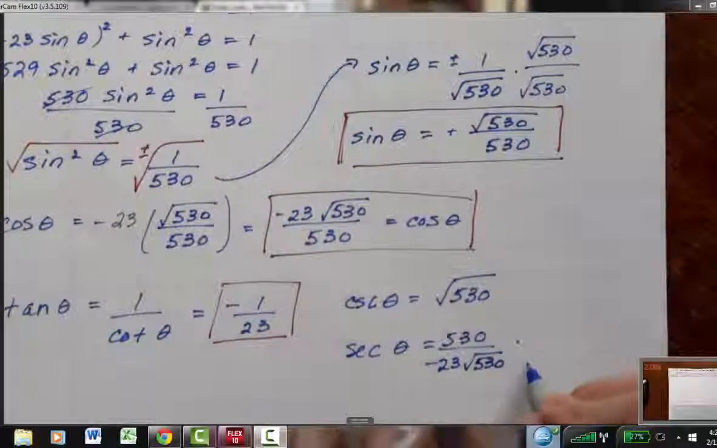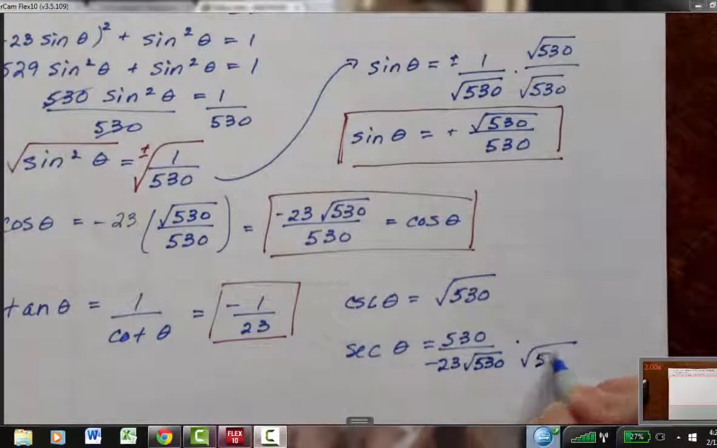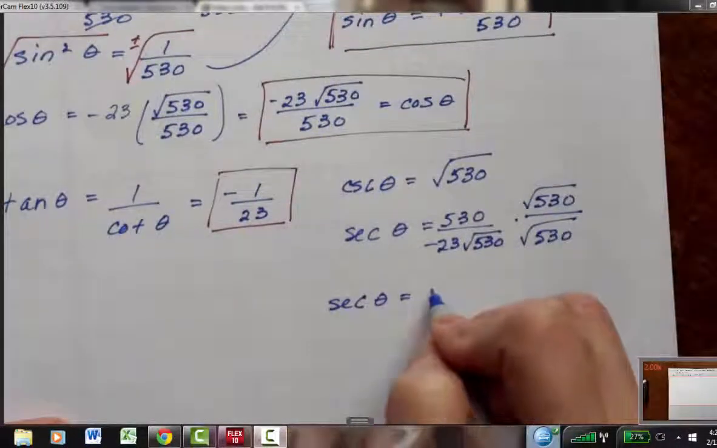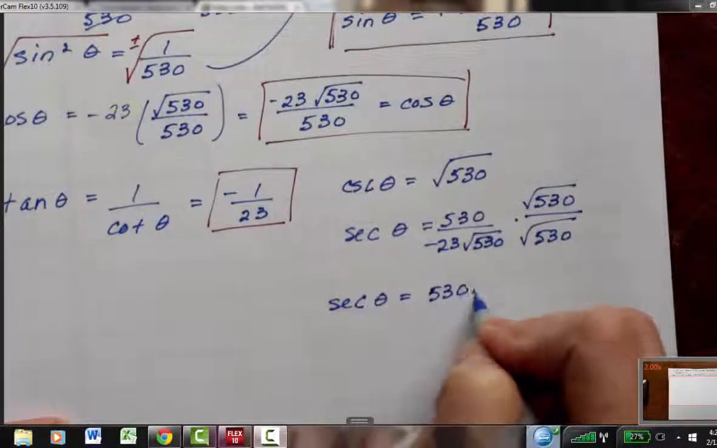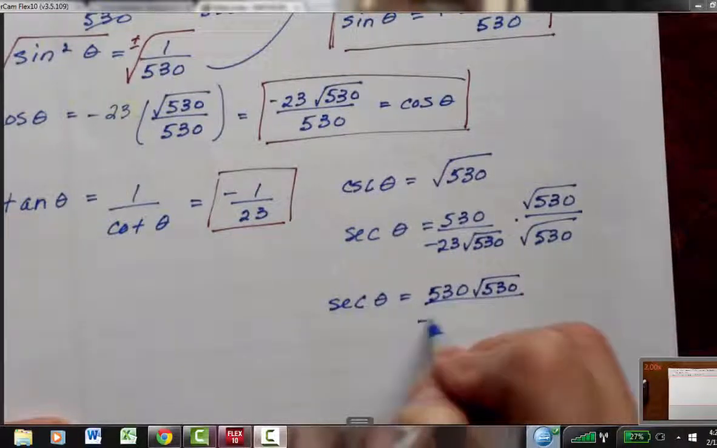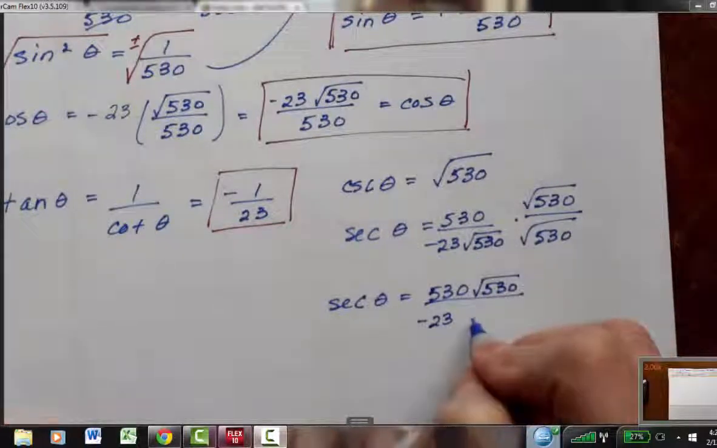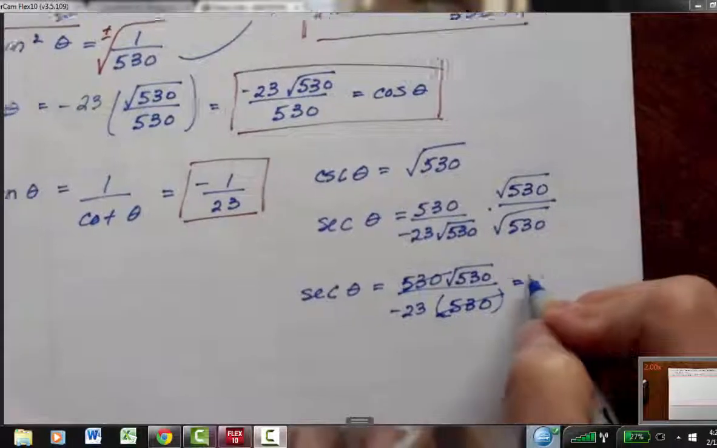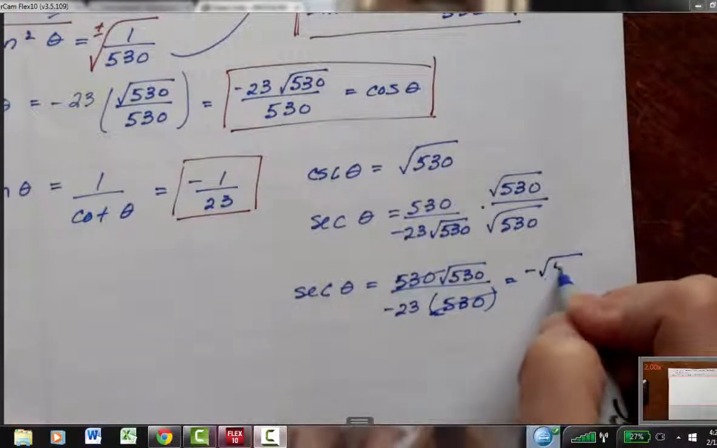Multiplying both the numerator and the denominator by square root of 530, secant theta then becomes 530 times the square root of 530 over negative 23 times 530. So these guys will cancel out, and we're left over with negative square root of 530 over 23.